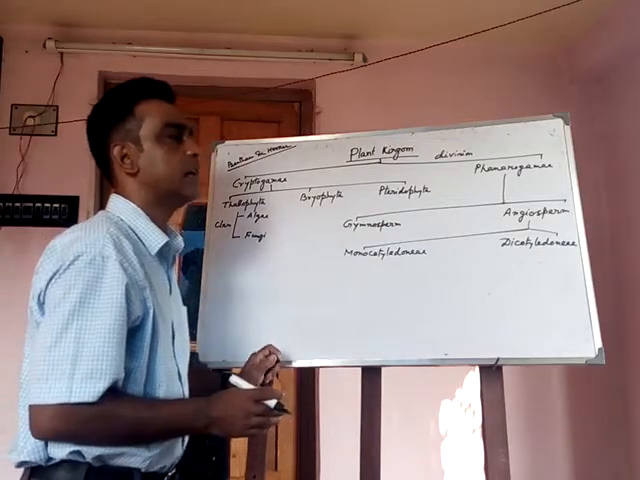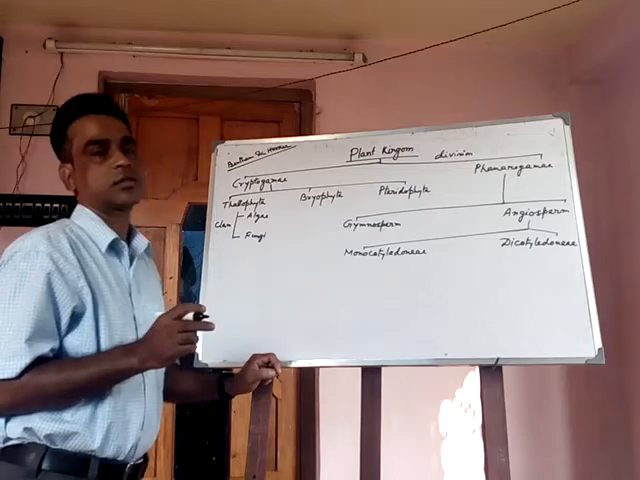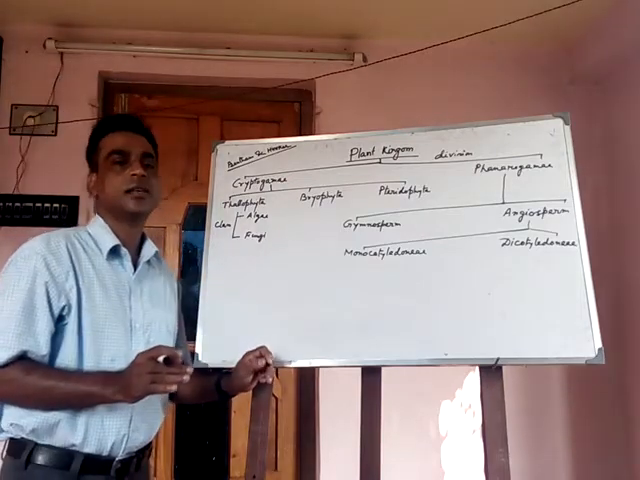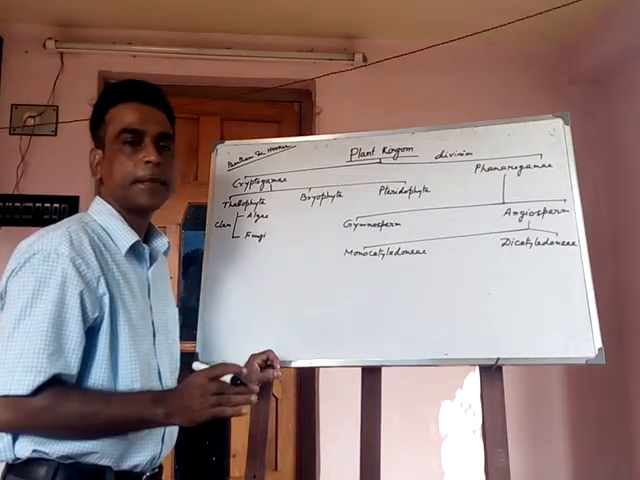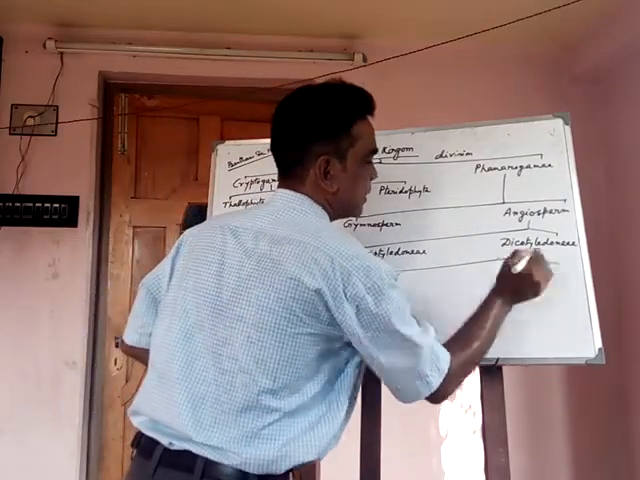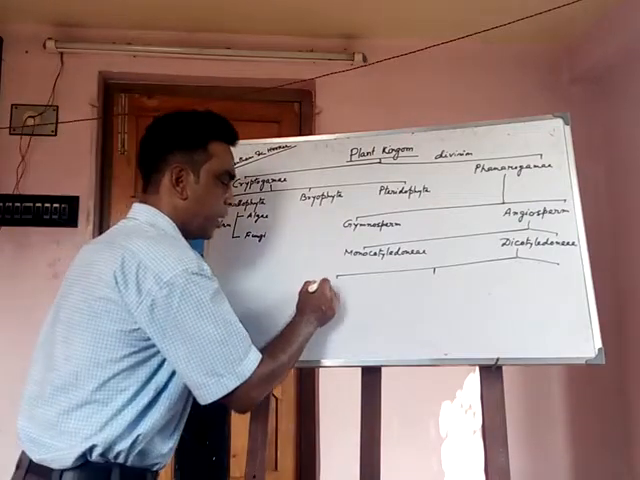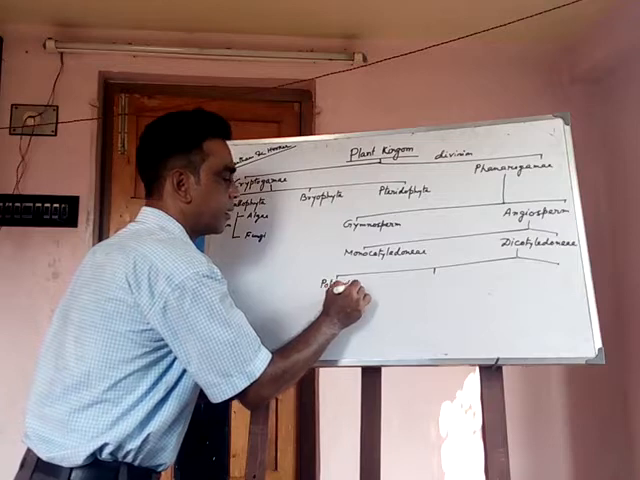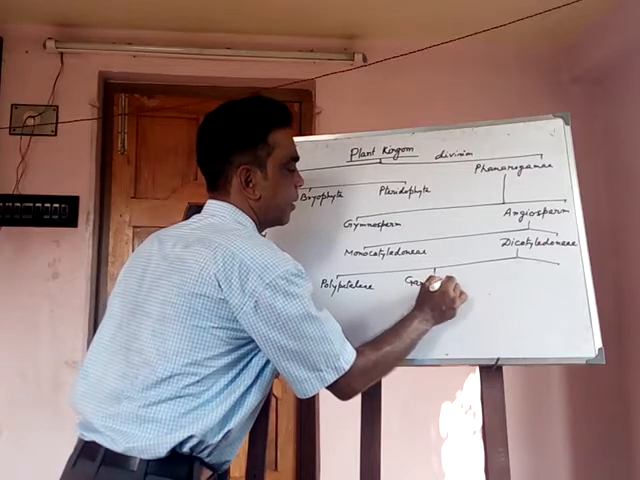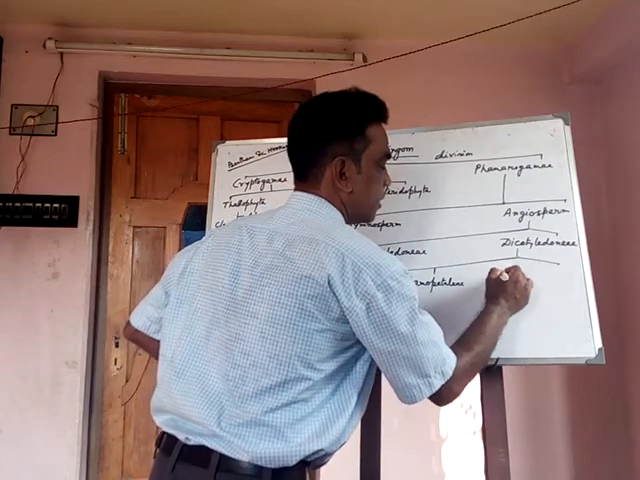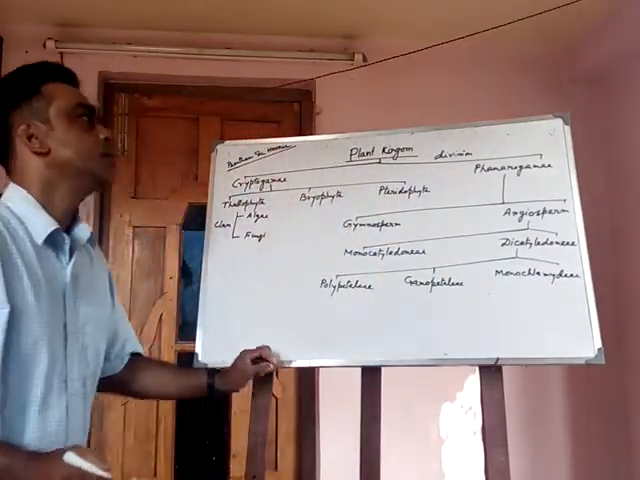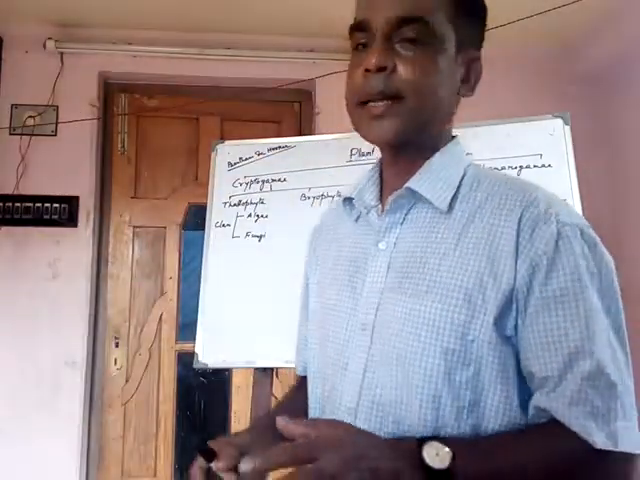And dicotyledon is where two cotyledons are found in this type of plant group, such as peas and mango, Mangifera indica, etc. This type is further divided into three types: polypetalous, gamopetalous, and monochlamydeous. So this is the plant kingdom classification of the scientists Bentham and Hooker.